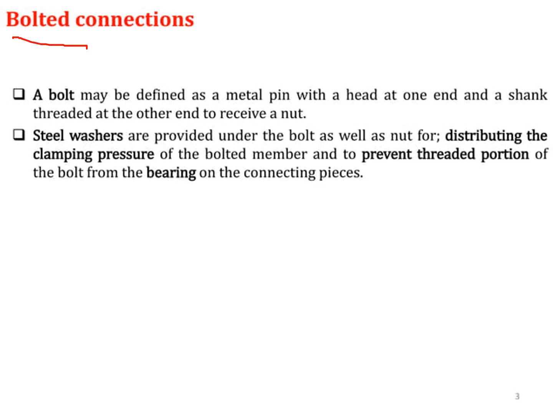A bolt may be defined as a metal pin with a head at one end and a shank at the other end to receive a nut. A steel washer is provided under the bolt as well as the nut to distribute the clamping pressure of the bolt member and to prevent the threaded portion of the bolt from bearing on the connecting piece.